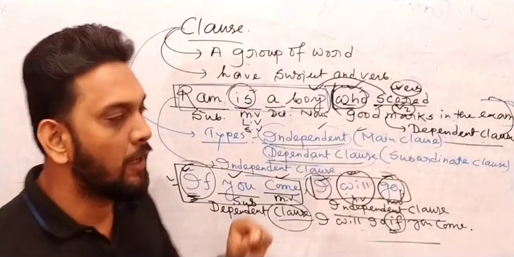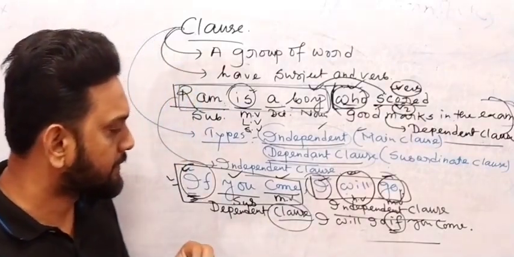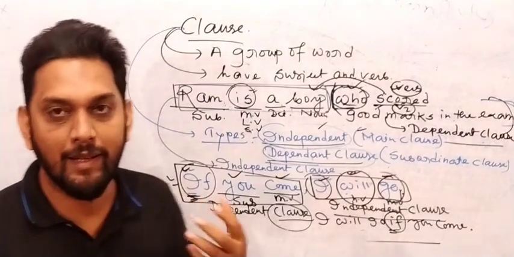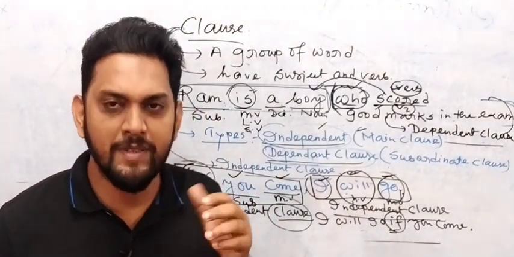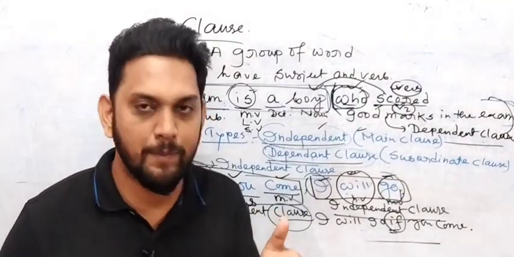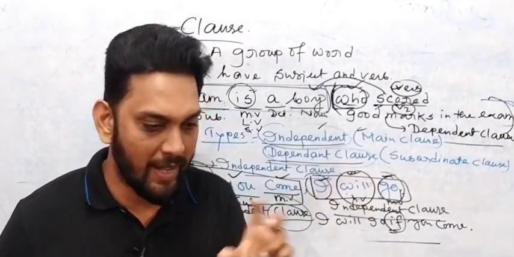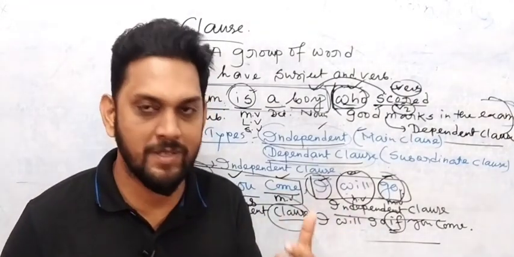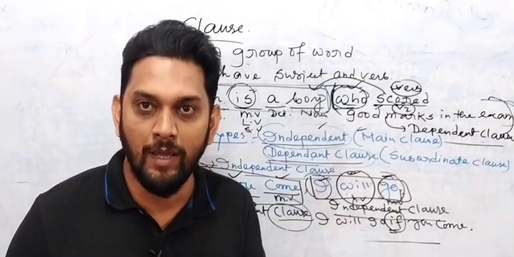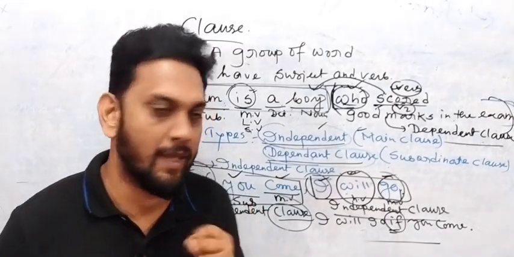One thing you should also remember: whenever you study clauses, you need to study some connectors, some conjunctions. Whenever you use a word like "and", like Ram is a boy and Sham is my friend, I have used two clauses. "Ram is a boy" is an independent clause, and "Sham is my friend" is also an independent clause, and both clauses are joined by "and", which is a connector or conjunction.